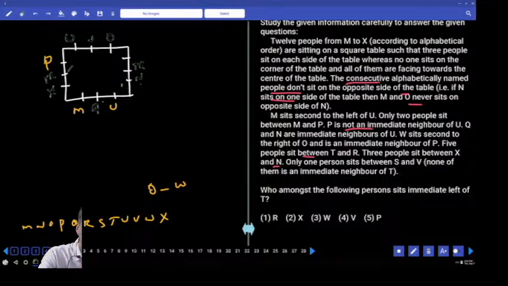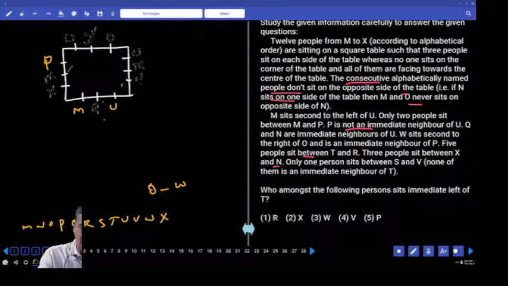And then, now if X is here, then 3 persons between X and N, then between S and V there must be exactly one person. Now if S is here, V will be here, or S is here, V will be here. Then we need to discuss about this opposite. And S and V, M is here, N.